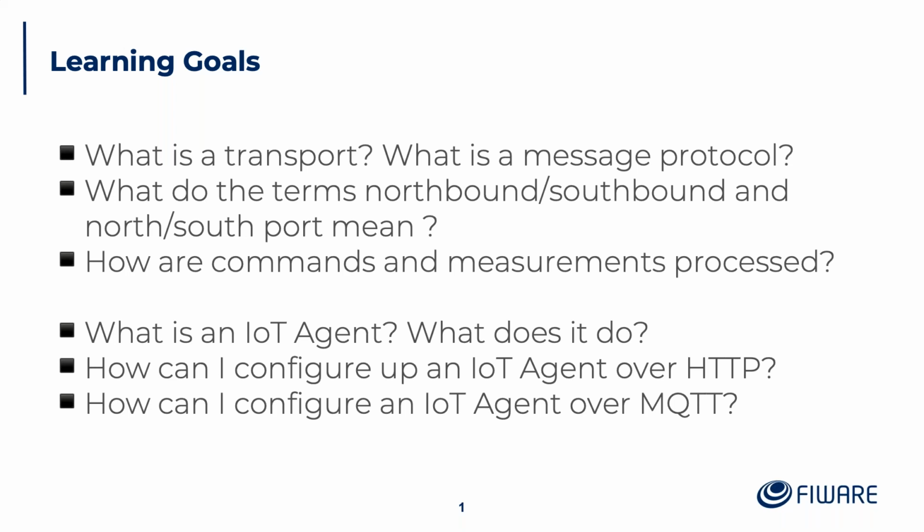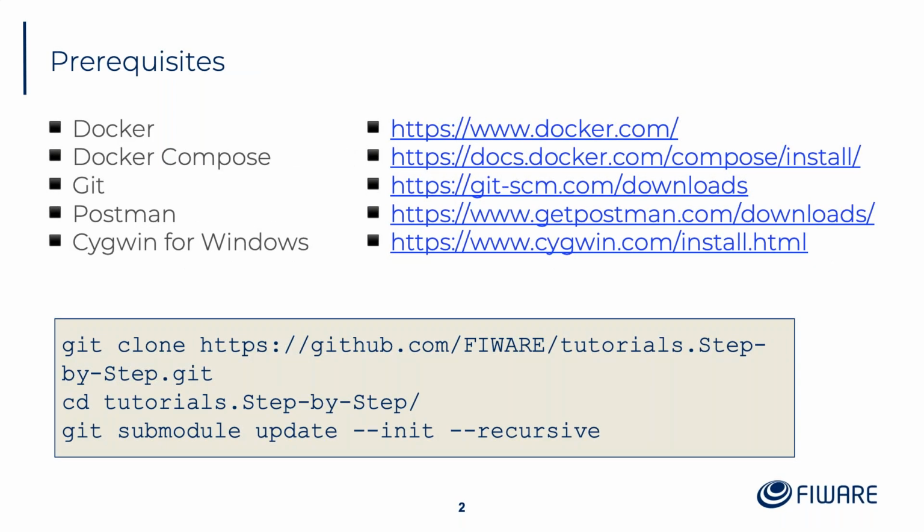So if you wish, you can follow on by downloading the tutorial series, which has got all the data which I will be showing later on in this session. The prerequisites are, as usual, Docker, Docker Compose, Git, Postman, and Cygwin if you are running on a Windows machine. All the information is available, so you can download it at your leisure. You can see how to clone the repo on the screen at the moment.